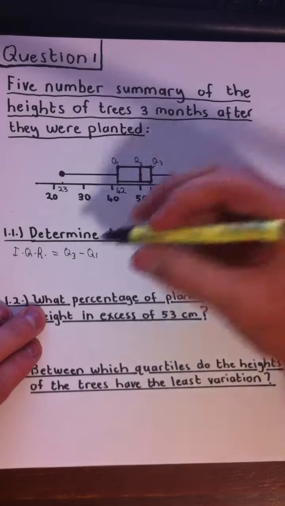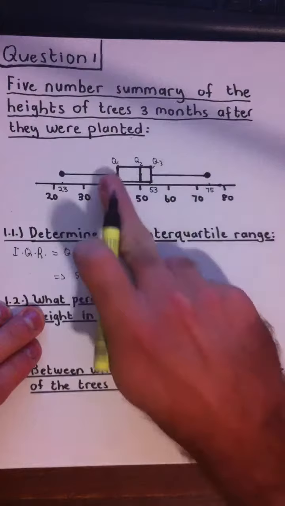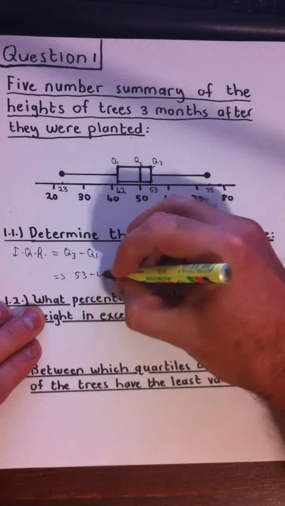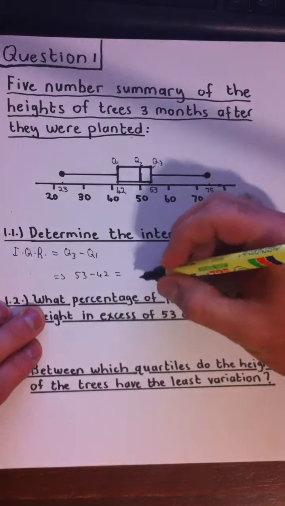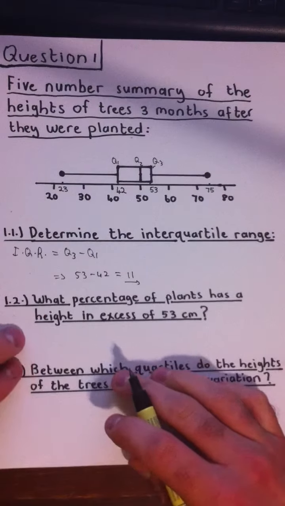Q3 we see is 53. So that's 53 minus Q1, which is 42. And that gives us 11. That's your answer to question 1.1.